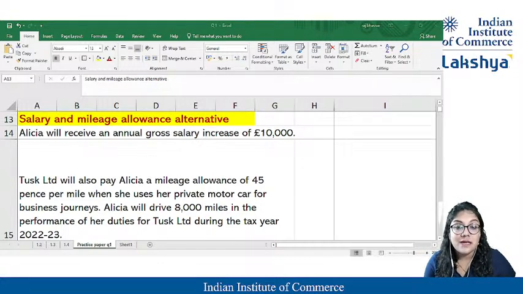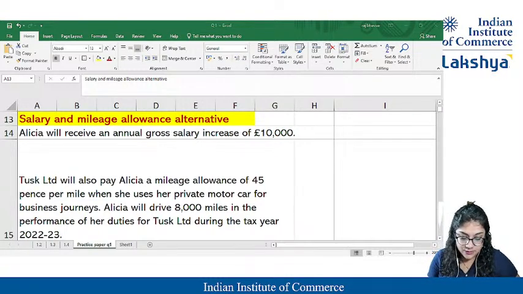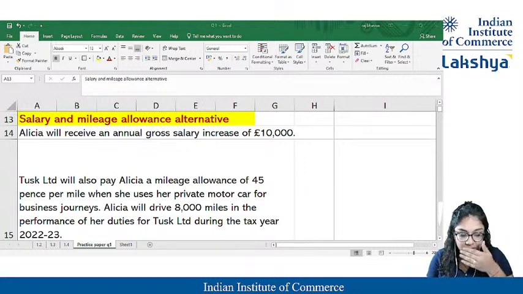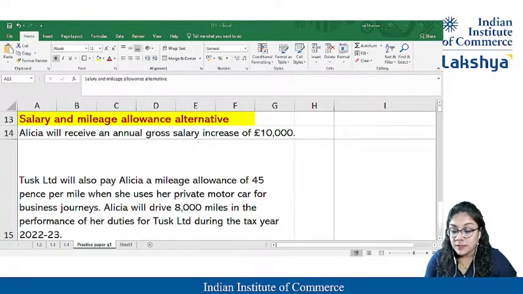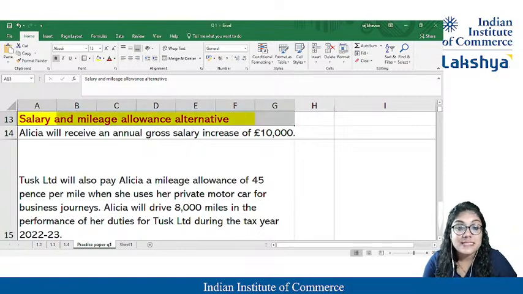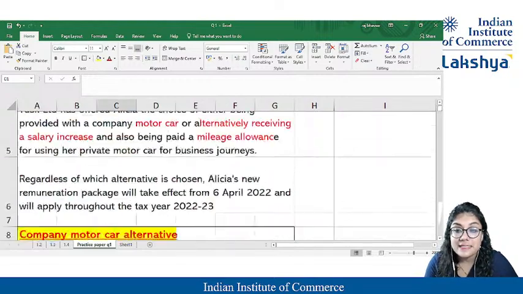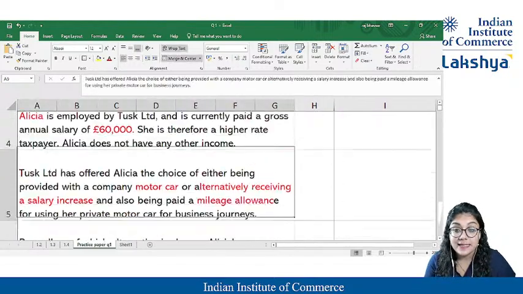Alicia will receive an annual gross increase of 10,000 pounds over here. So if I just read it out, additional salary they have talked about over here. She is getting how much extra, guys? She is getting 10,000 salary. Oh ma'am, so she is getting some extra salary. Yeah guys, she is getting extra salary.